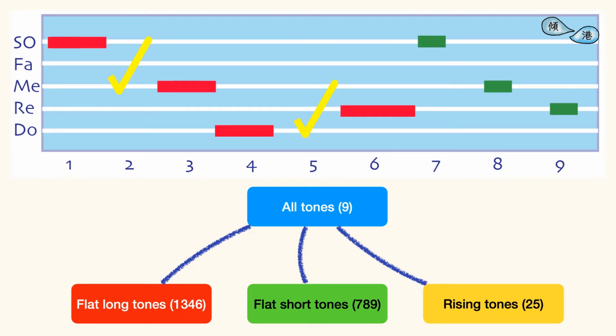Note that tone 1 has the same note as tone 7, tone 3 has the same note as tone 8, and tone 6 has the same note as tone 9. Remembering these will make it easier for you to learn later. Rising tones are tones 2 and 5. Actually, they are not just rising. To be specific, they rise after a small dip.